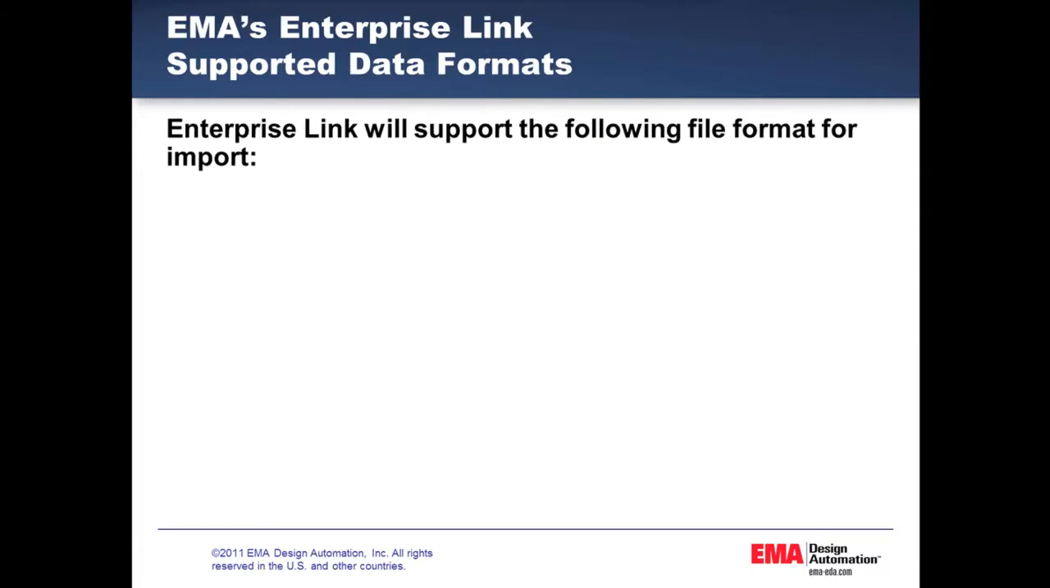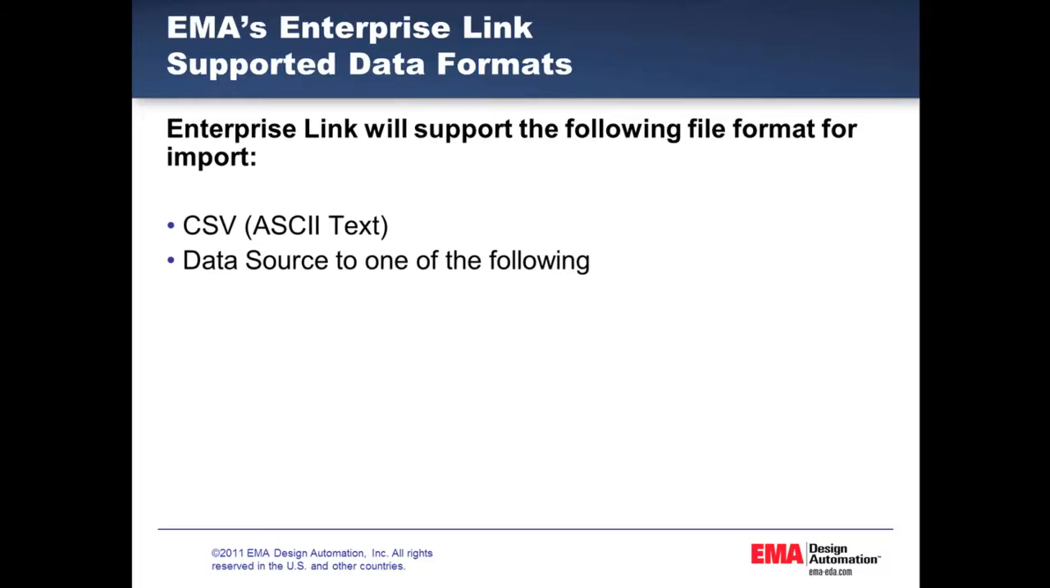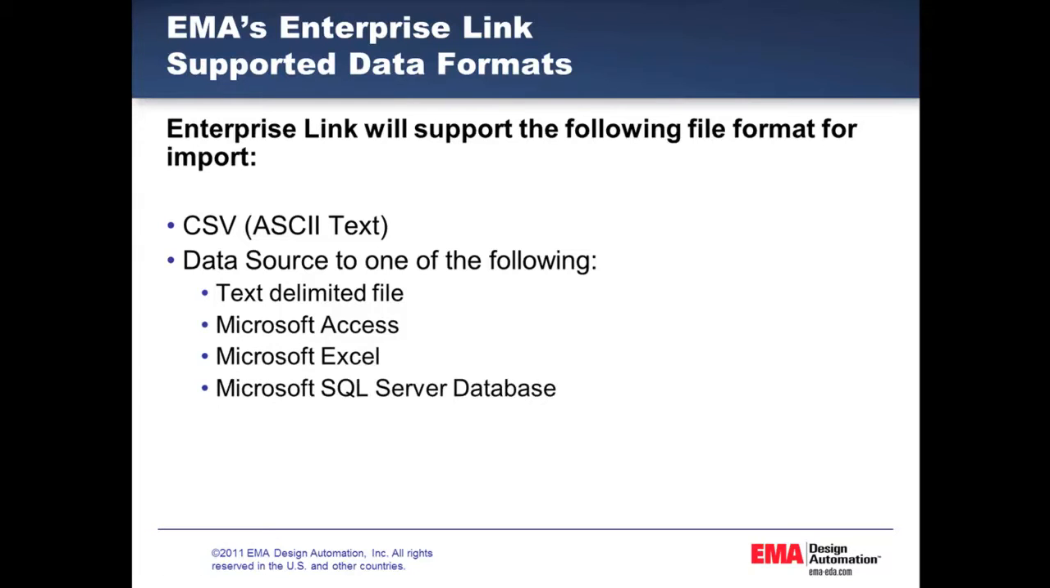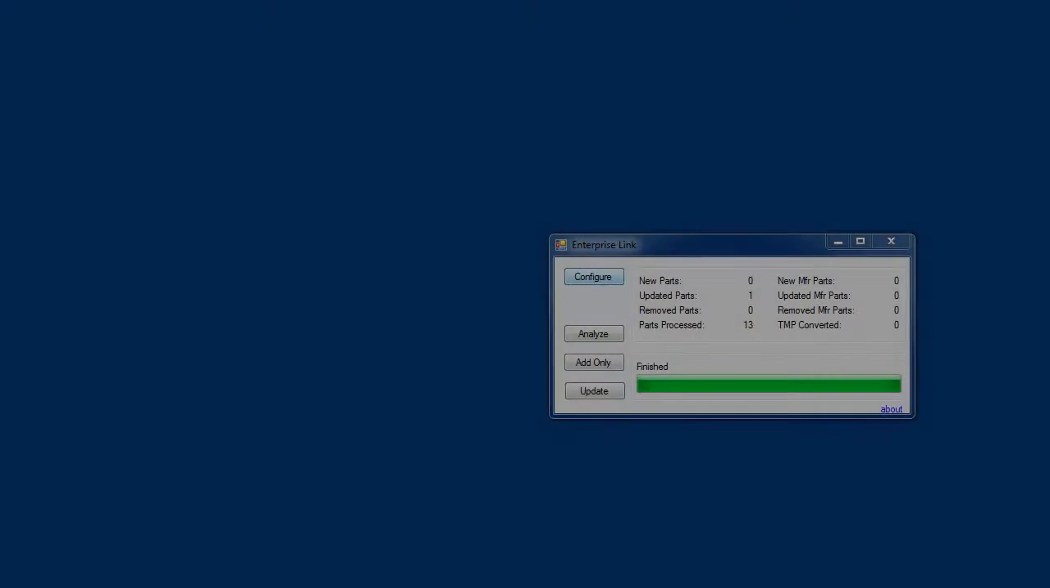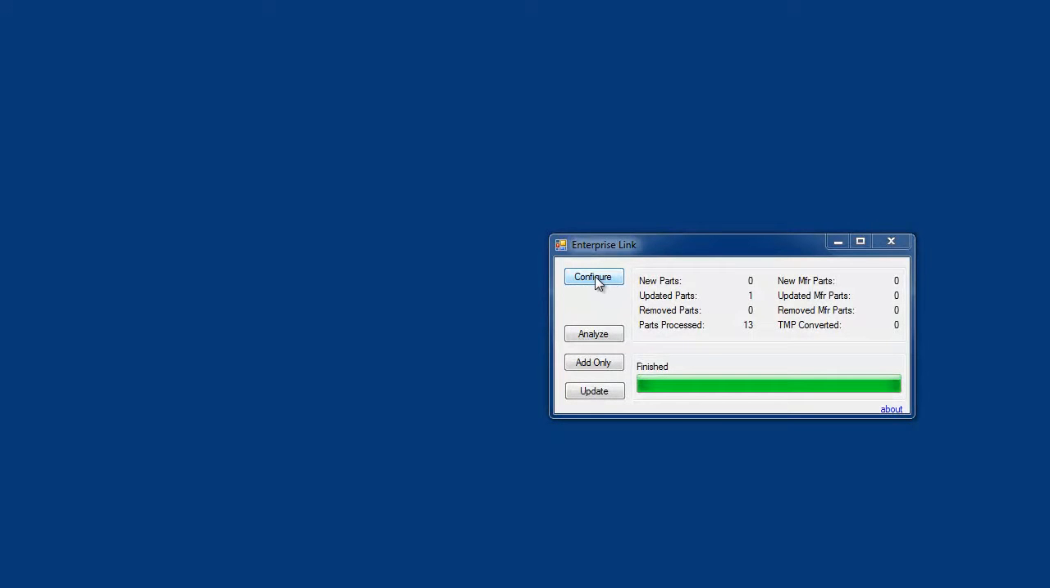Enterprise Link will support the following file formats for import: an ASCII CSV file, ODBC data sources that include text delimited, Microsoft Access, Microsoft Excel, and Microsoft SQL Server databases. During the installation, sample files of these formats are provided. Enterprise Link's easy and intuitive interface allows the administrator the ability to quickly configure the integration.